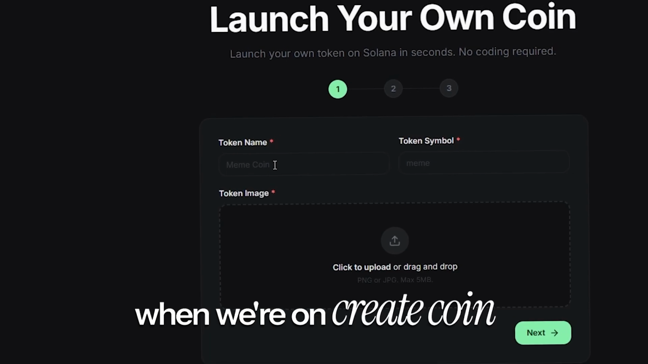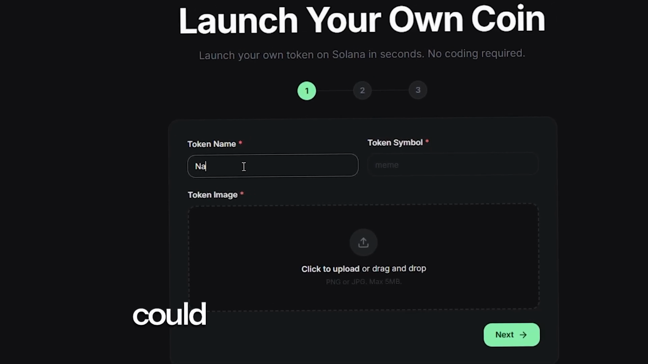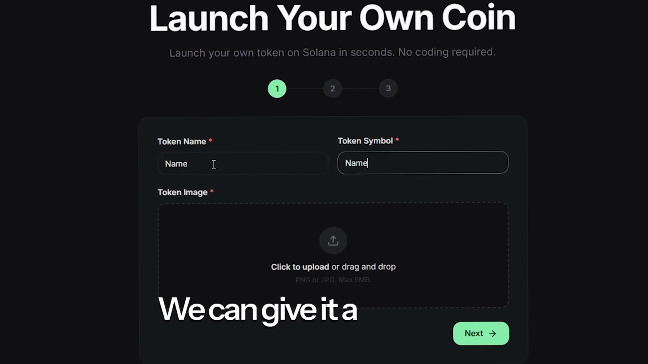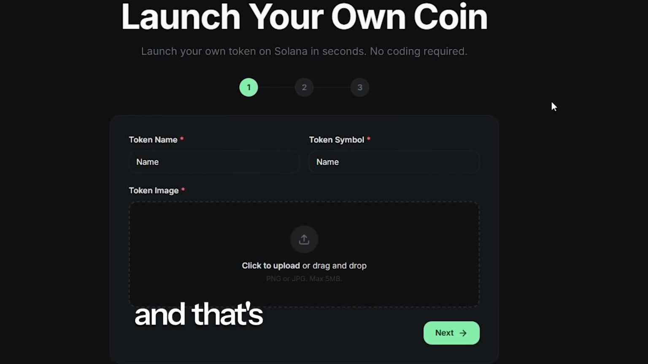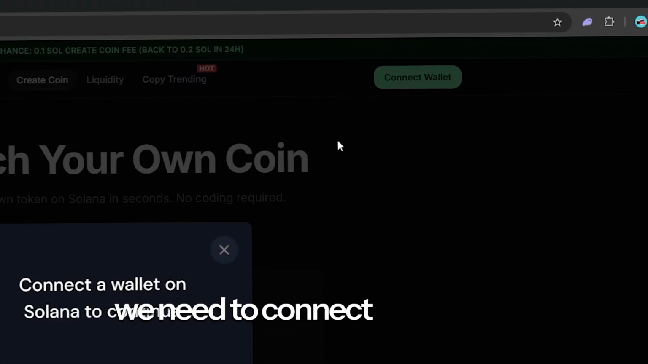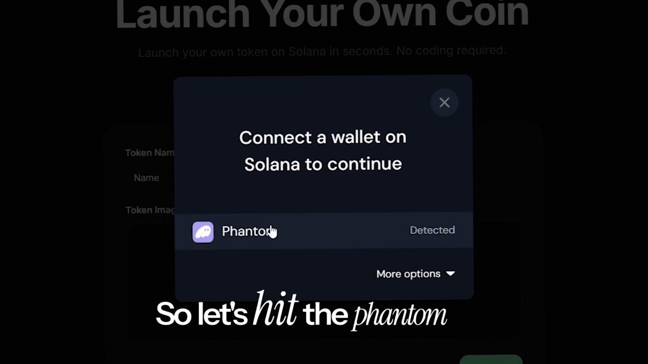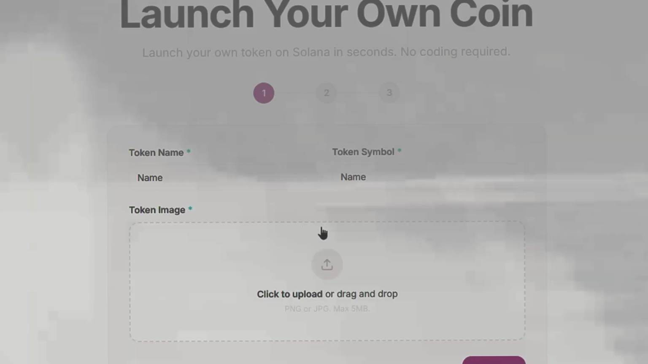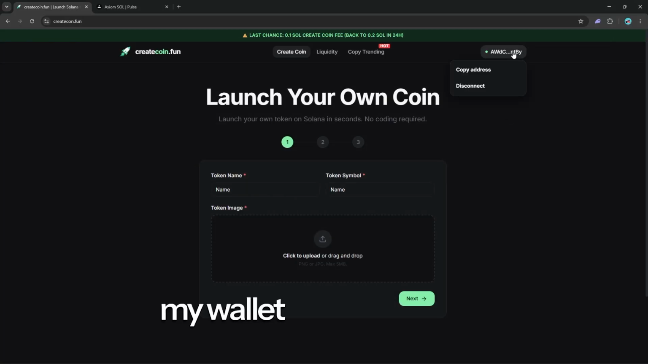Now, when we're on createcoin.fun, this is the point where we could create a name for our token, we can give it a symbol, we can give it an image, we can do all that marketing, and that's all well and good. First of all, we need to connect our wallet. So let's hit the Phantom on there. We're going to connect our wallet, and then as you can see here, my wallet is connected.